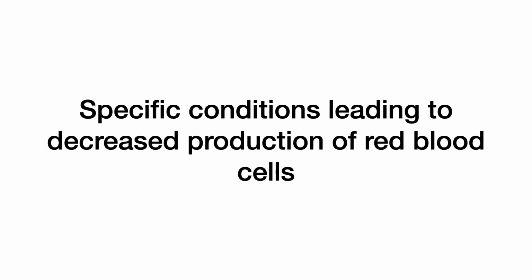So these are specific conditions leading to decreased production of red blood cells. Remember, there's 3 mechanisms for anemia, basically. Blood loss, actual loss of the blood itself, red blood cells, and the plasma. And that can be acute or chronic. And then you have increased destruction, which we talked about in the last 3 segments, and then decreased production that we'll talk about in these.